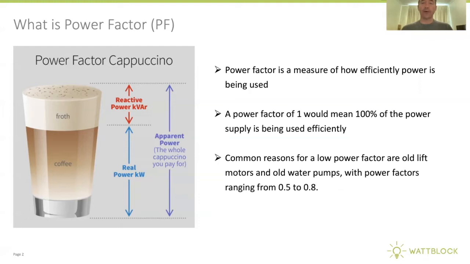Now, buildings with better power factor will effectively have less froth, and that means your power bills will be lower. So a power factor of 1 is the best that you can get. Power factors of 0.9 or 0.8 are getting decreasingly worse than a power factor of 1. And some buildings might have a power factor as low as 0.5.